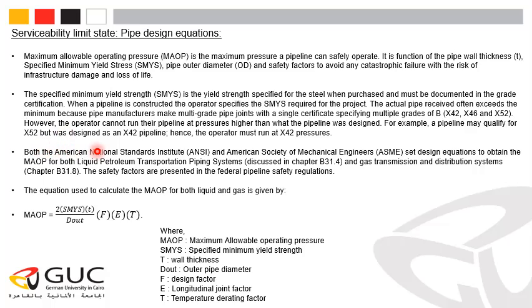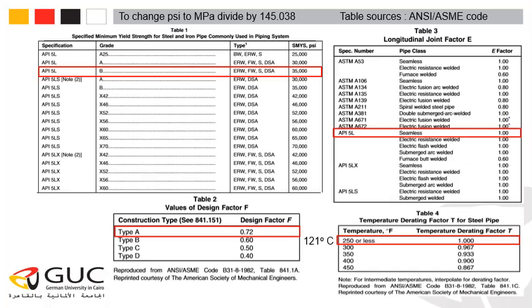That's why there is this term specified minimum yield strength. Both the American National Standards Institute and the American Society of Mechanical Engineers provided design equations to obtain the maximum allowable operating pressure. It is equal to 2 multiplied by the specified minimum yield strength, multiplied by wall thickness divided by the outer diameter, multiplied by 3 design factors or safety factors. The specified minimum yield strength and the design safety factors are also obtained from the ANSI and ASME code.